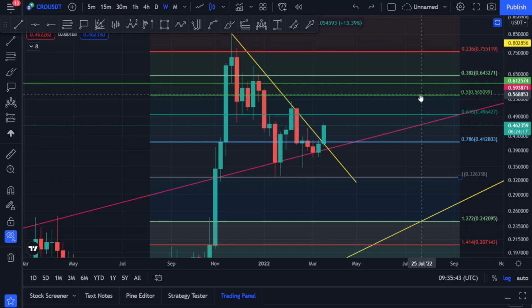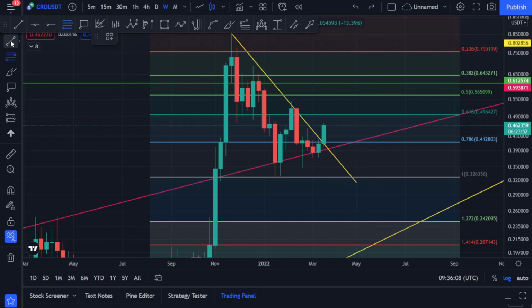But again, let me also give you, it's trying to reach the 0.618 level, which is the golden ratio for this pattern. If we do that and close a weekly candle somewhere close to the 0.618 or above it, that is extremely bullish for CROCOIN. And the reason I say that is, let's just keep it over here.